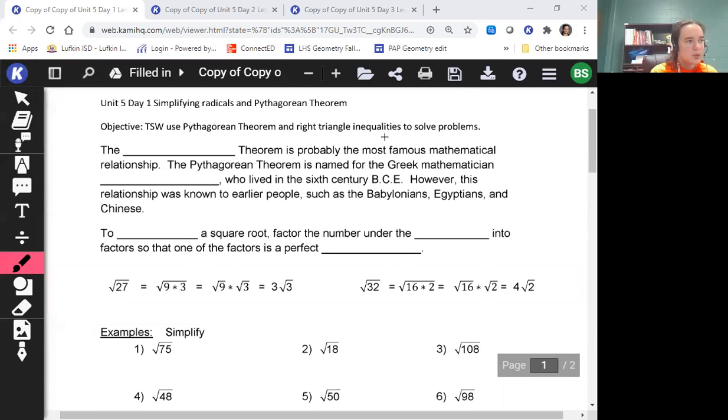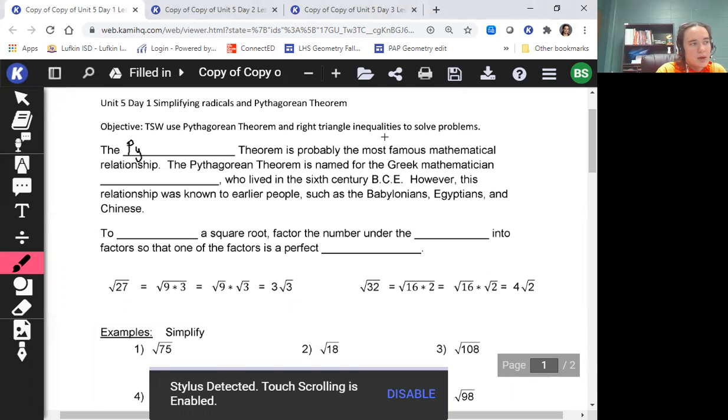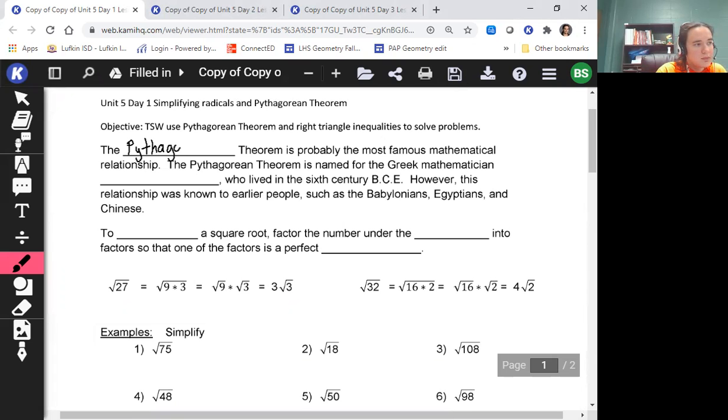Today we are working on Pythagorean theorem, and before we start Pythagorean theorem, we are going to talk about simplifying radicals. So Pythagorean theorem has been known for a long time, even before the Greek mathematician Pythagoras, who it was named for.